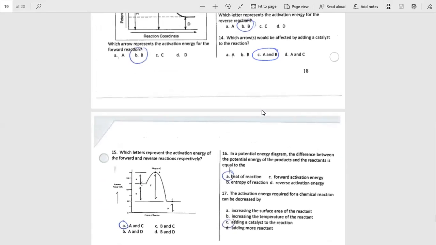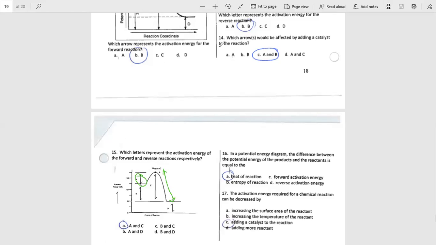Okay, for number 15, which letters represent activation energy of the forward and reverse respectively? So this is the forward one. The reverse is usually here.